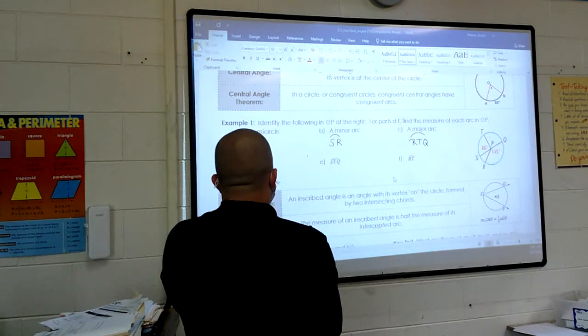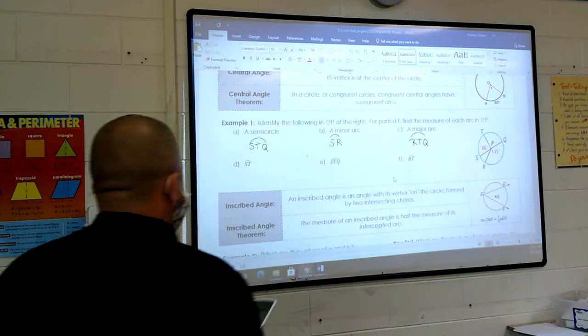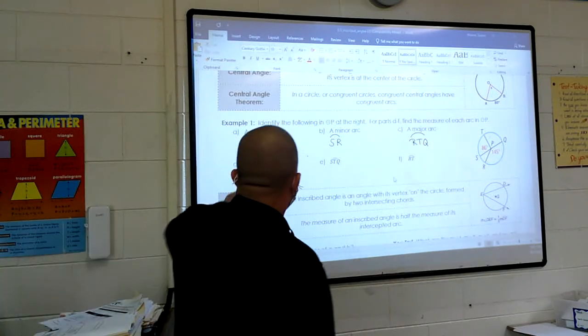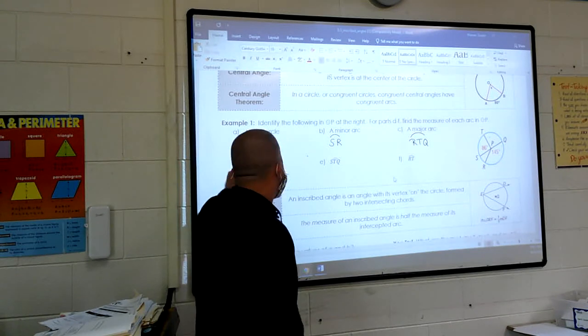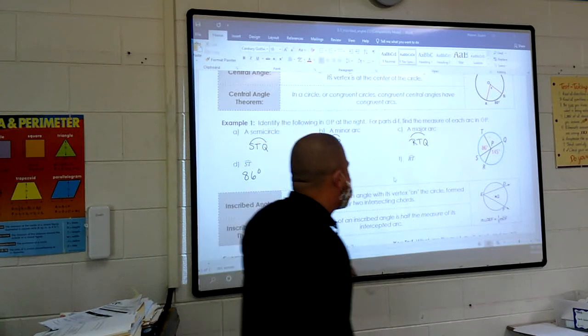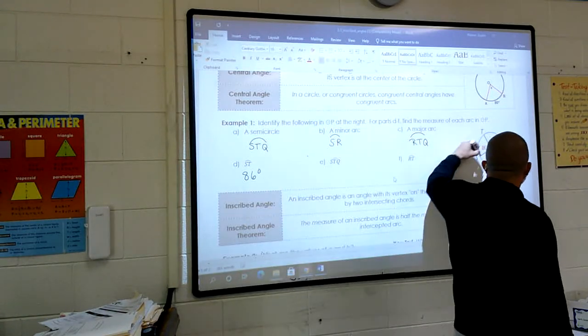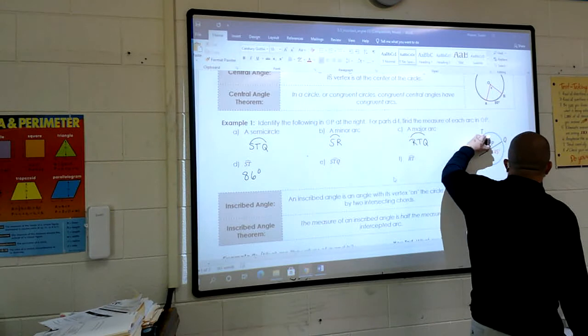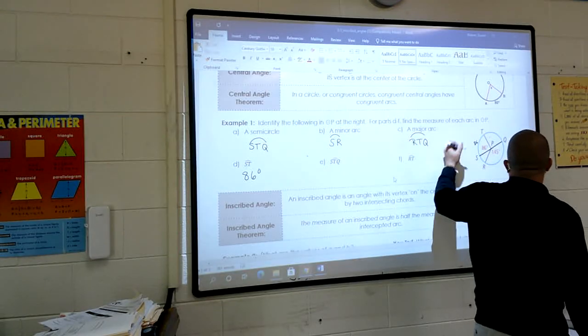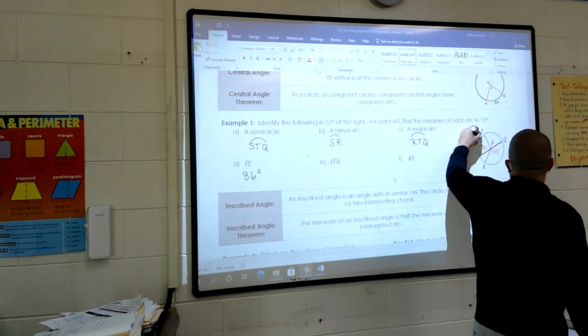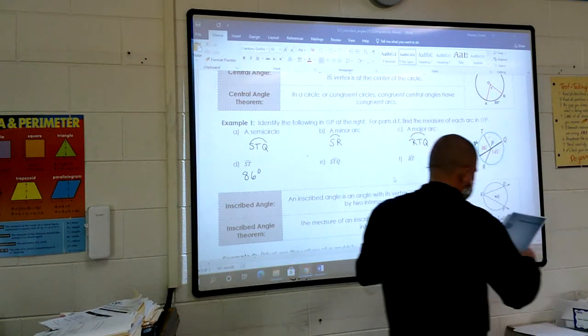And now, again, it says identify S to T. What would be the degrees of that arc, S to T? It's 86. It's the same as the central angle. STQ. Now, in this case, you know that this is 180 degrees because it's a semicircle. So from S to T to Q, that's your answer, 180.